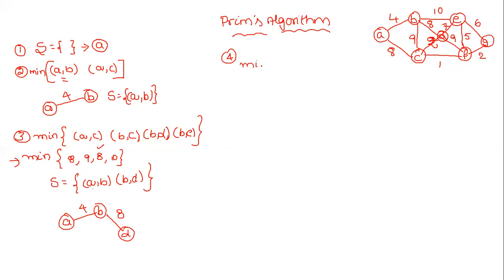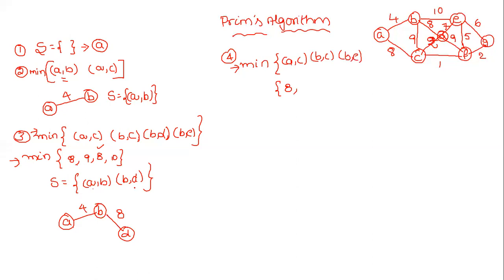In the next, fourth step, we will consider all the edges from A, B and D. Here this is the connected graph. So from A, there is one edge, A to C, and the value of A to C is 8. No more edges from A. Then we will go for B: B to C, B to D, B to E. But B to D is already connected, so we will check only B to C and B to E.